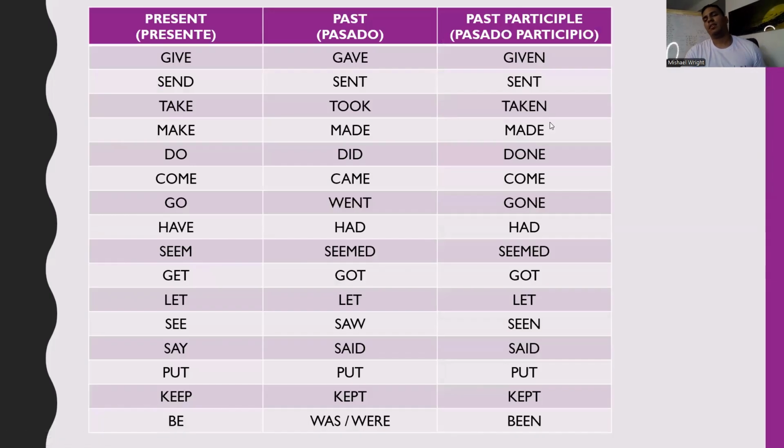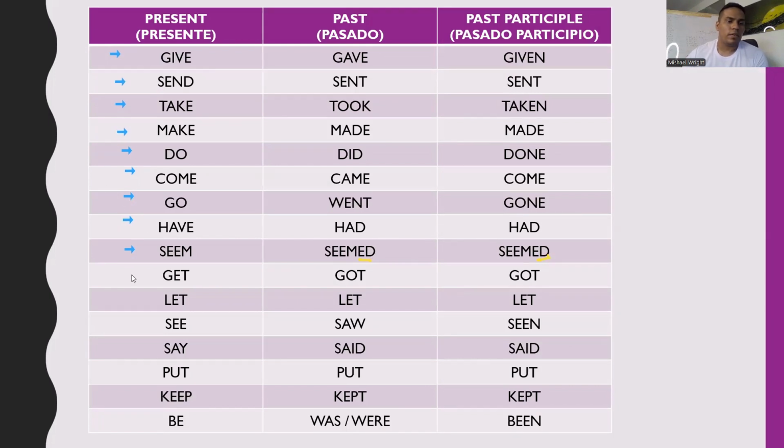So here I'm giving you this list, and you can say give, gave, given. You can also say send, sent, sent; take, took, taken; make, made; do, did, done; come, came, come; go, went, gone; have, had; seem, seemed. So remember this pronunciation. This is a regular verb because it ends in ed. So seemed.